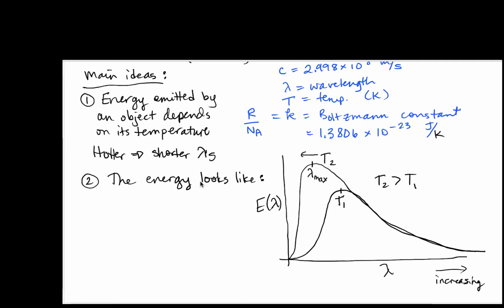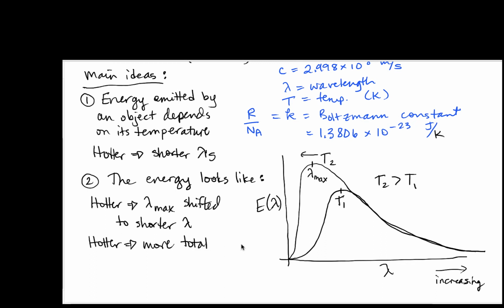So I'm going to write that down, that the hotter we have, then our lambda max is shifted, I better not say left, to shorter wavelengths. And for hotter, you also have more total energy released. And these are both totally logical kinds of results.